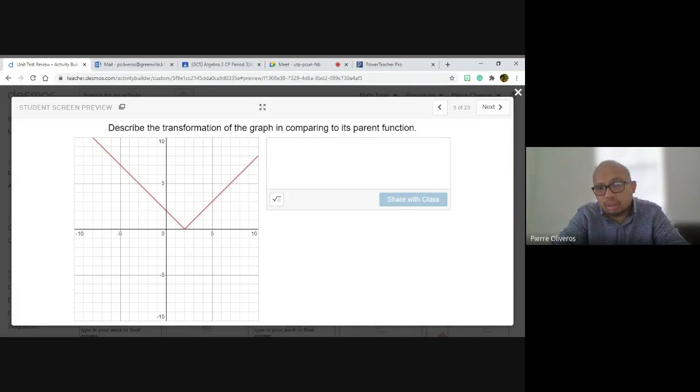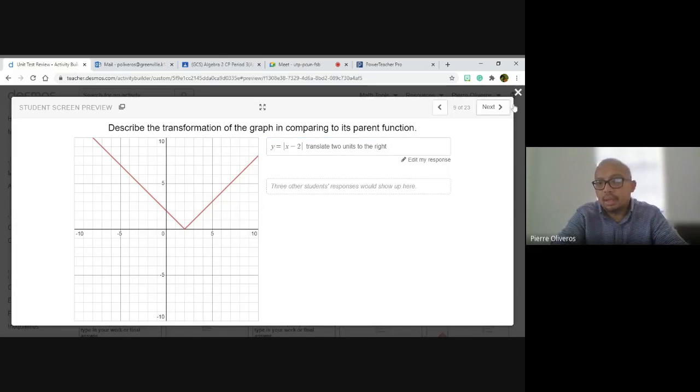Describe the transformation of the graph from the parent function. The parent function of the absolute value of x is y equal to absolute value of x. And you can see here that the vertex is 2, 0. That means it moved to the right. I'm going to click the link at the bottom that shows a mathematical character. So y is equal to absolute value of x minus 2. When you go to the right, it's -2. Close. That's the answer. Or you can explain it: translate 2 units to the right. Share with the class, and then go to the next one.